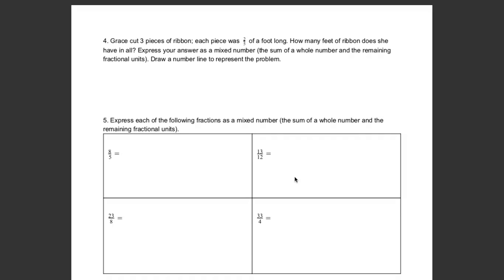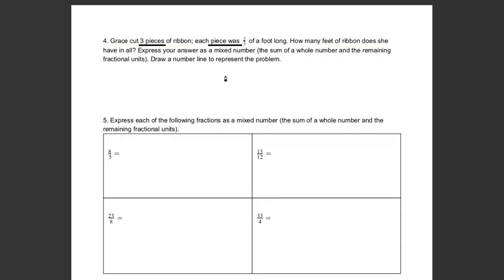So we cannot leave our answer as a fraction greater than 1. If we get a fraction greater than 1, we need to make sure we stop and take the time to turn it into a mixed number. Draw a number line to represent the problem. So we know that she has 3 pieces and that each piece was 2/5 of a foot.